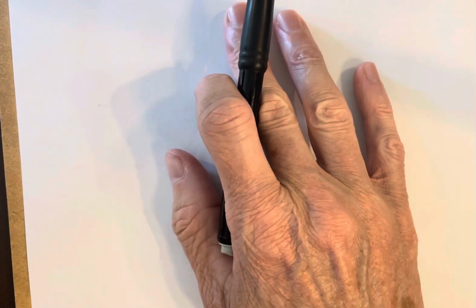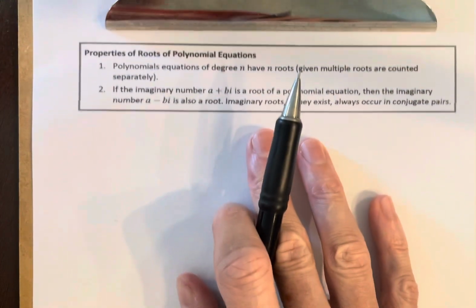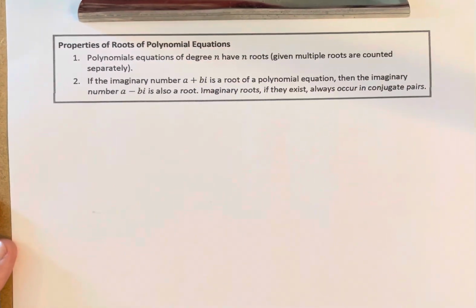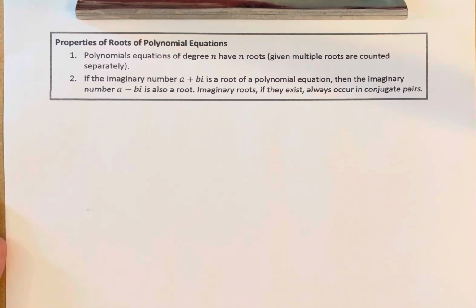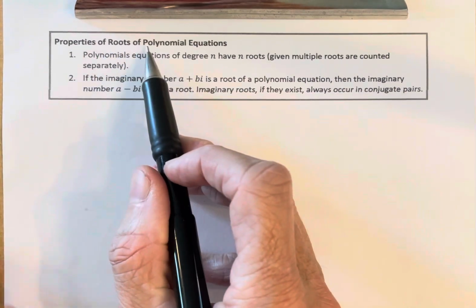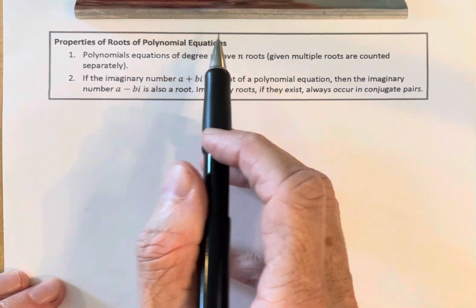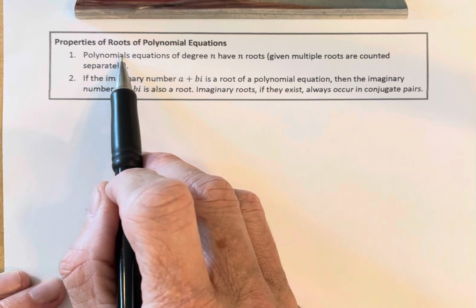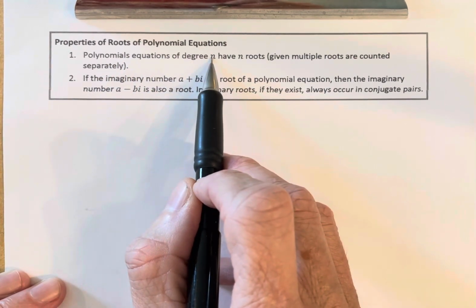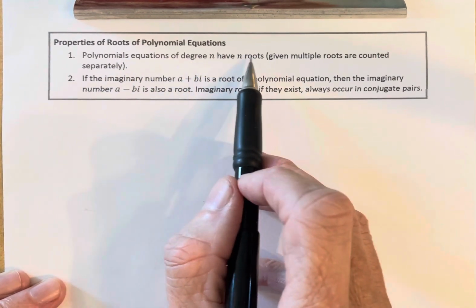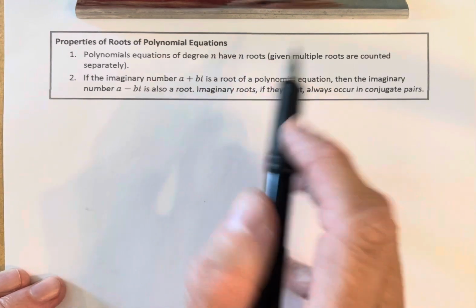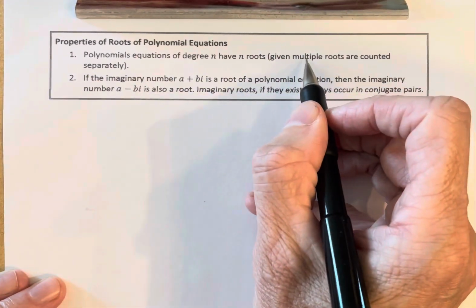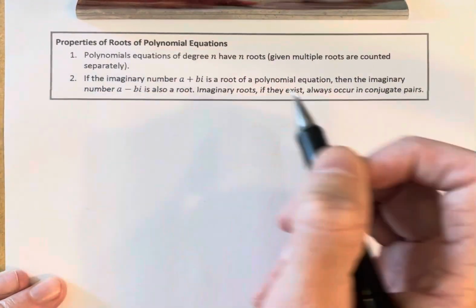So now let's recap what this tells us. And I put this on another piece of paper because I wanted to leave plenty of room for that problem. What does this tell us? Okay, properties of roots of polynomial equations. Polynomial equations of degree n have n roots, given that multiple roots are counted separately.